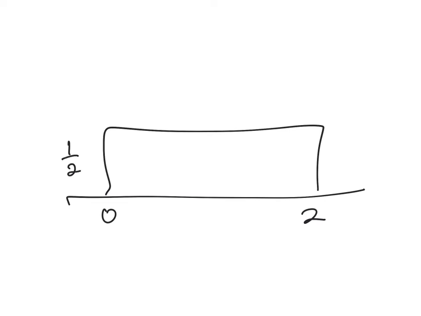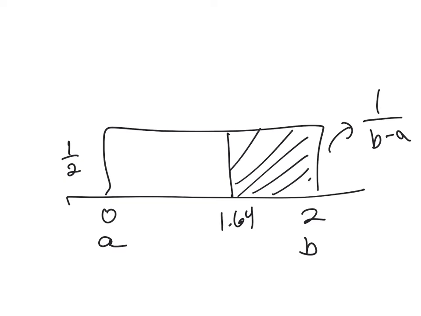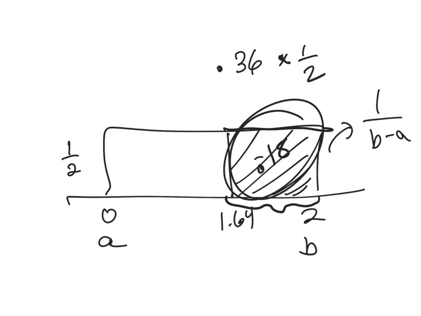Okay, so problem number 15, you have this here, which goes from 0 to 2. And then since this whole area has to be 1, this has to be 1/2. In general, if this is A and this is B, then the height here is 1 over B minus A. So it says, what's the probability that X is at least 1.64? So 1.64 or bigger. To find that, I'm going to take this distance right here. So 2 minus 1.64. It's 0.36 times 1/2. That's your length times your height. And you get 0.18. So that would be your probability there.